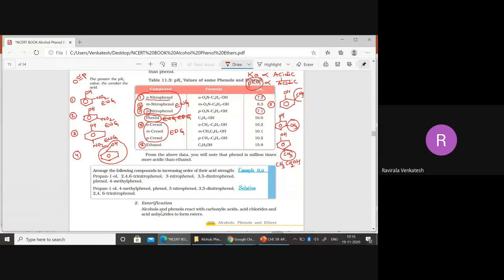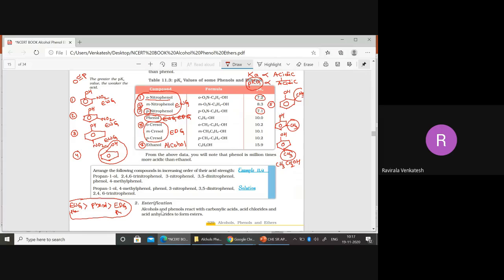But ethanol is an alcohol. Generally alcohols are less acidic than phenol. So I am writing here, simple thing: electron withdrawing groups are more acidic than phenol, and electron donating groups are less. These are also phenols only. If you remember this order, we can write anything.